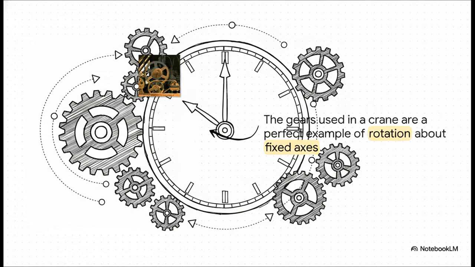They're all pinned at a central point, a fixed axis, and every other part of them just moves in a perfect circle around that center. This is rotation in its most pure, simple form.